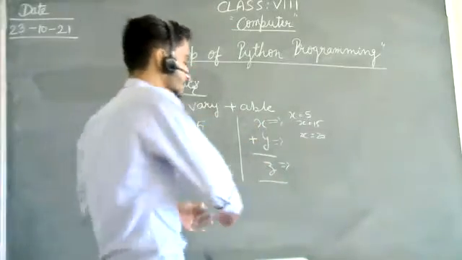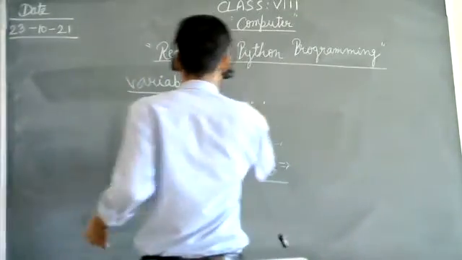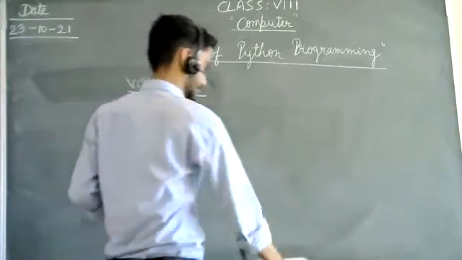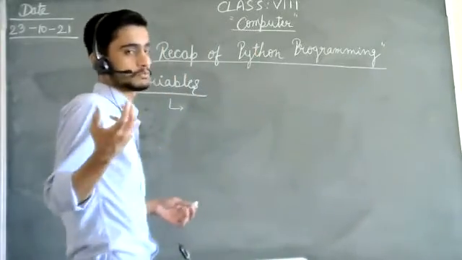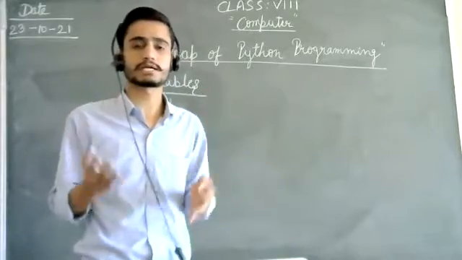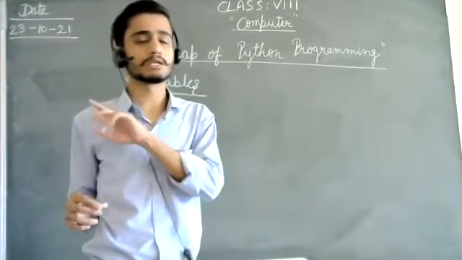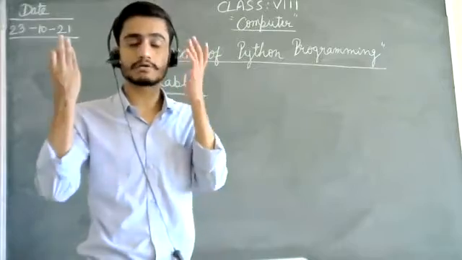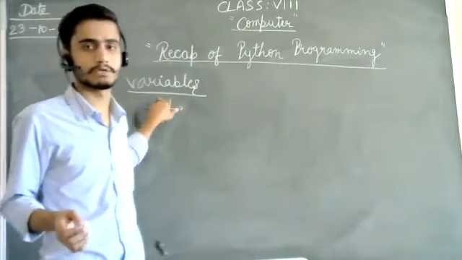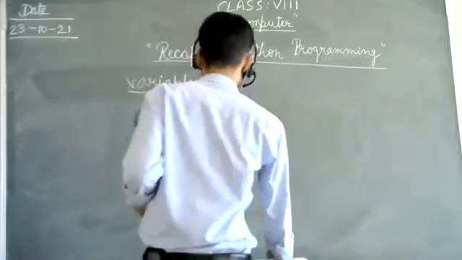We will also need variables in our programming language. Suppose you are creating a program to calculate the area of a triangle, a square, or a rectangle. You need a number, but the number will not be fixed. Since it is not fixed, you will use a variable. I hope that you have understood variables.